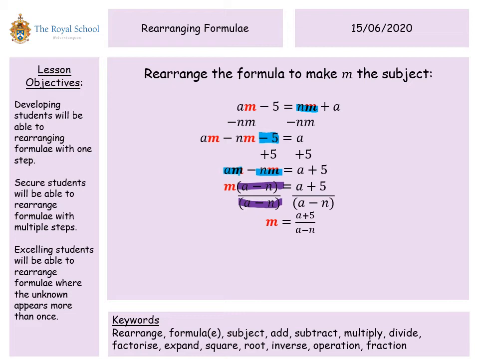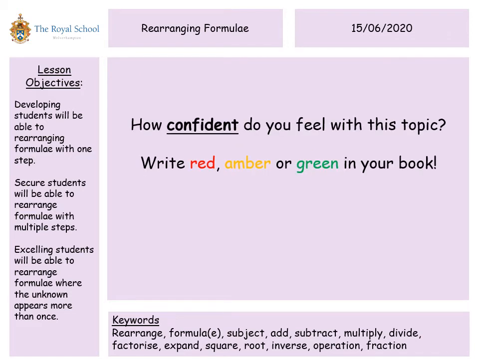It doesn't matter that a appears more than once on the right hand side, because that's not our subject. If m appeared more than once at the end, then we wouldn't have made m the subject. So m has to be on its own. Great. The a and the other letters can appear more than once if need be. So that's rearranging these formulae where the unknown appears more than once.